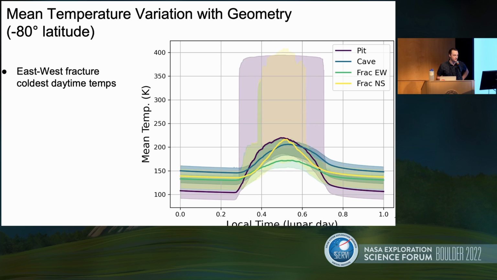A couple of things to notice here. One, the east-west fracture ends up having the coldest daytime temperatures, colder than the cave. The cave and the east-west fracture end up having the most stable temperatures, so the least variation between nighttime and daytime.